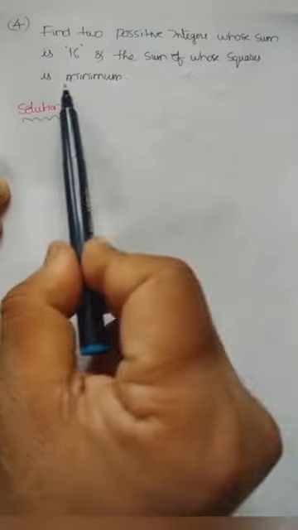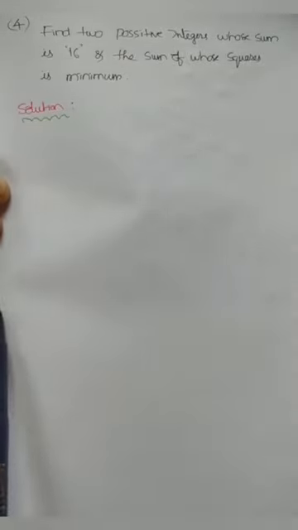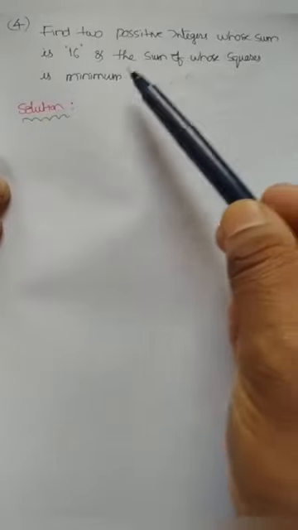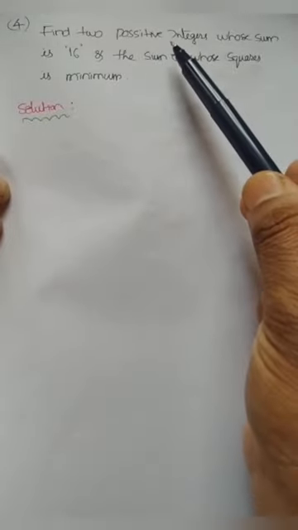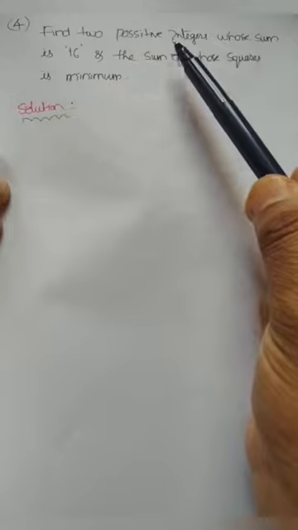Next problem. Find two positive integers whose sum is 16, as given, and the sum of whose squares is minimum. So under these conditions we have to find the positive integers.